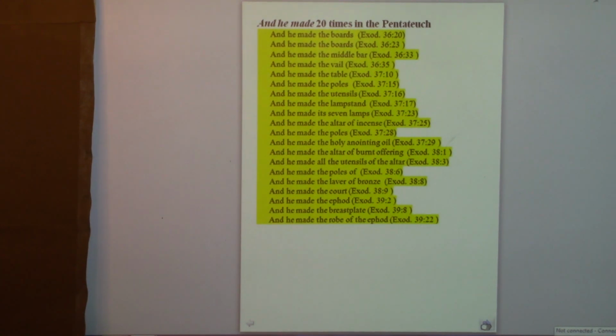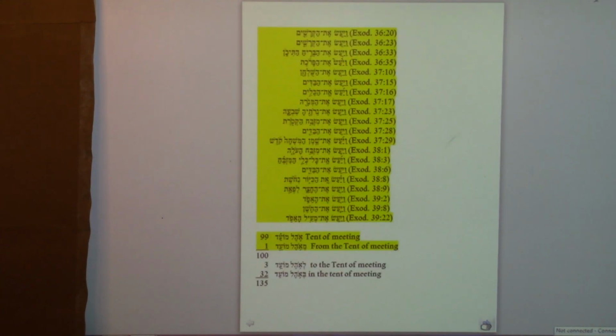He made, 20 times in the Pentateuch. All of these phrases are only in Exodus. The phrase, and he made, exactly 20 times. And here we have it in Hebrew.